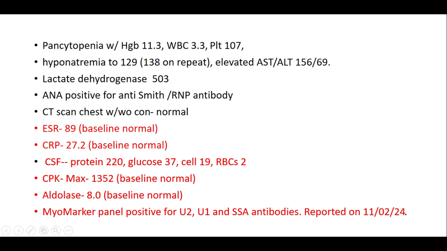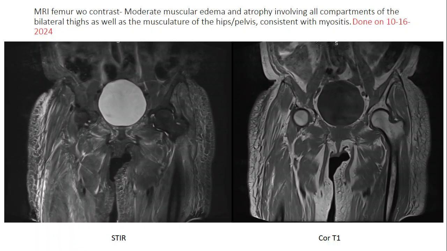In neurology, we are striving for disability. Many times people are not dying, it's the disability we are trying to save in these patients. So that's why I want to talk about a few things during the presentation about the role of MRI and whatnot. MRI femur with moderate muscular edema and atrophy involving all compartments of bilateral thighs as well as musculature proximal, consistent with myositis. This was done on 16th. About a week after the EMG, we had already proven those findings. Okay, that's bladder, we already know that.